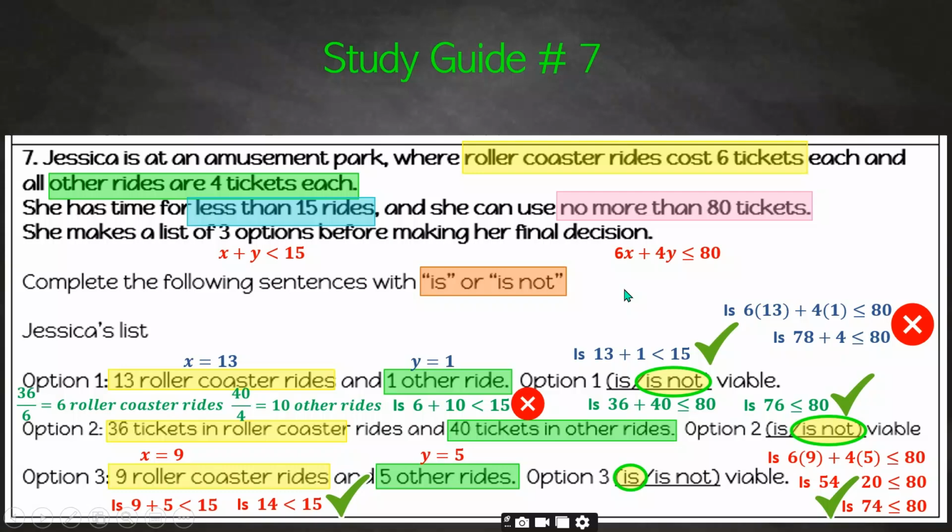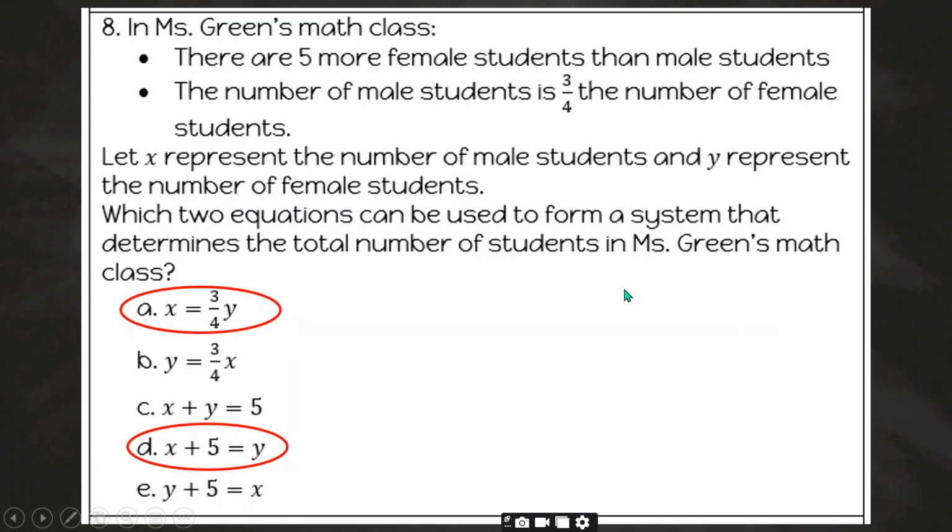All right, moving on to question 8. Oh, I don't know what I did here, but apparently I forgot to do the animations, but that's okay.